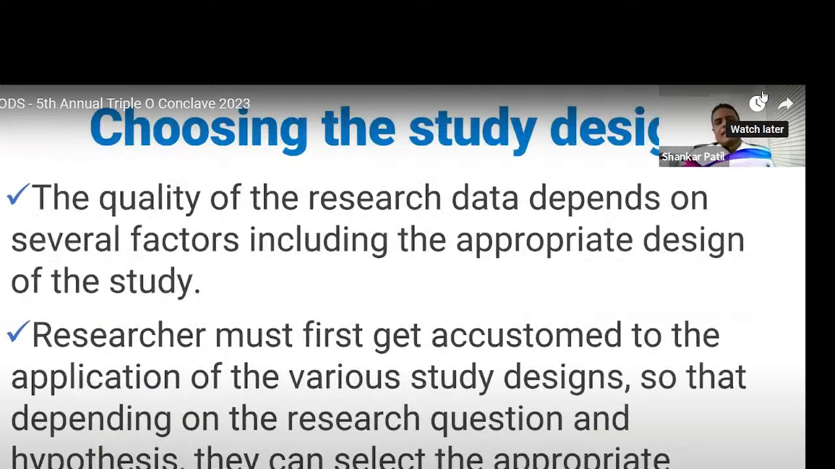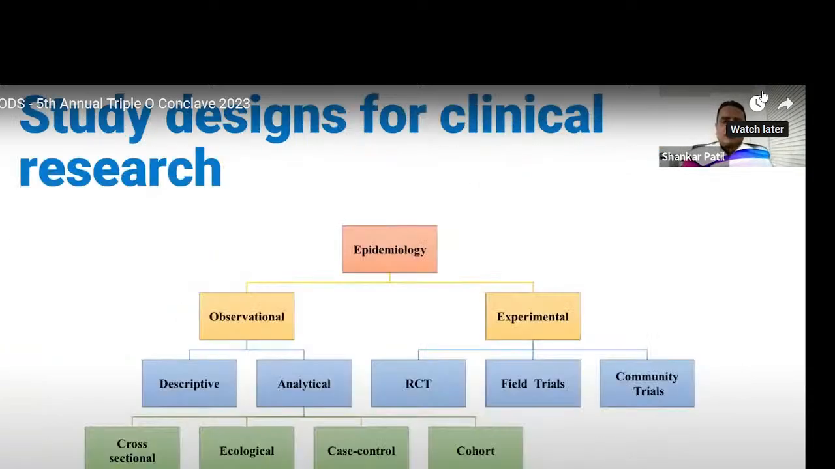Choosing the study design. The quality of the research data depends on several factors, including the appropriate design of the study. So the researcher must first get accustomed to the application of the various study designs. There are many study designs available. You should know whether you want to do a retrospective study, prospective study, cross-sectional studies, or longitudinal studies. For clinical research there are so many study designs. There are epidemiological studies, and randomized control trials are very much in demand these days. So there are many types of experiments which you can do.